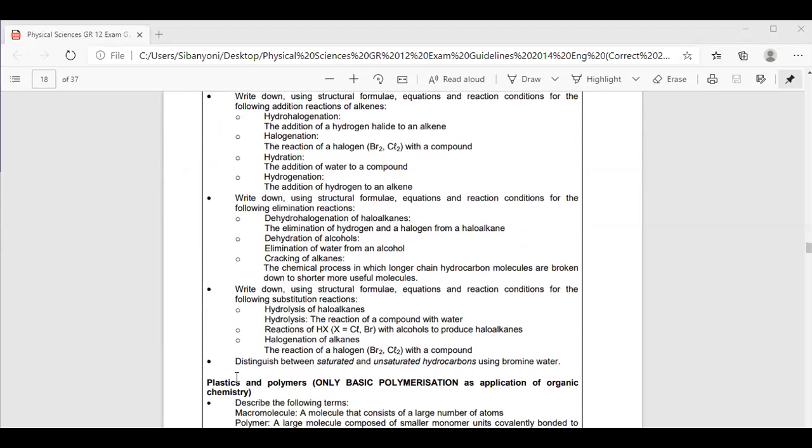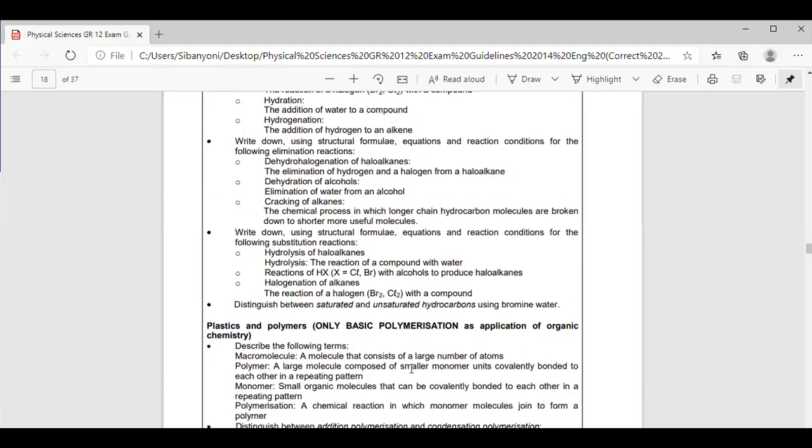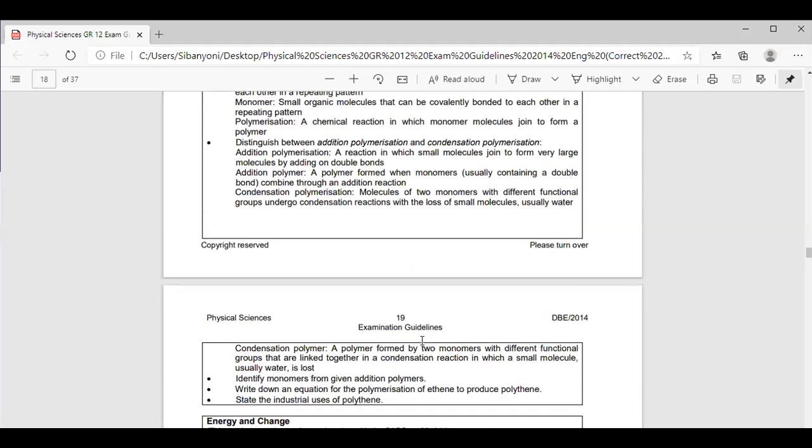Furthermore, we need to be able to distinguish between saturated and unsaturated hydrocarbons using bromine water. And I see this is normally a section that learners don't do well in. Half of the learners would get this right, and half of the learners would really not get this one right. So please, we need to take care of that, and I will give you more questions on this section of the work.